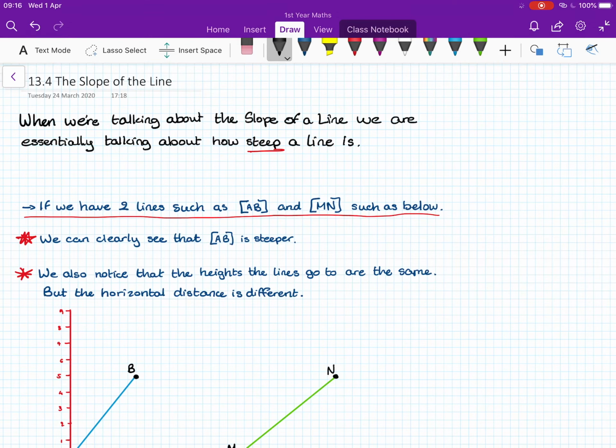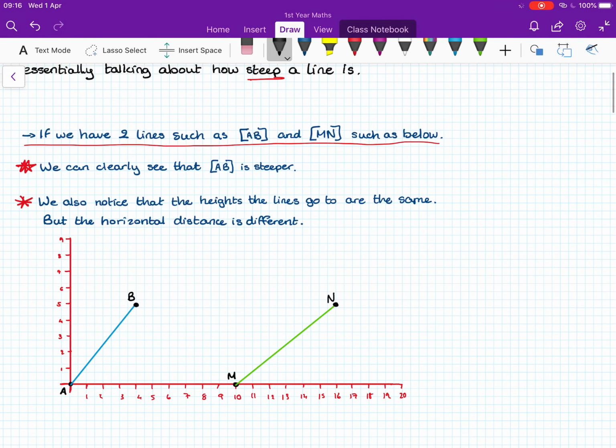When we're talking about slope, we're talking about how steep a line is. It only ever really comes up when we're talking about coordinates. So if we have two lines, such as the ones here, we can see from looking at the diagram that A and B are steeper. But the thing about it is, how do we prove that?